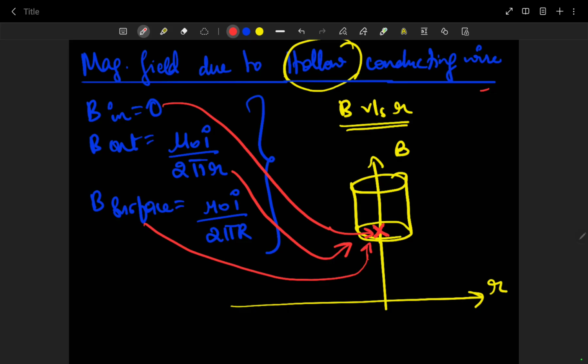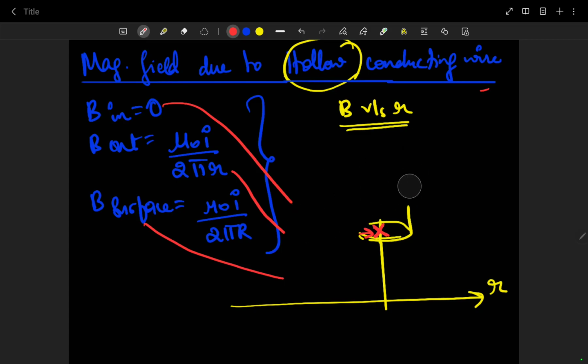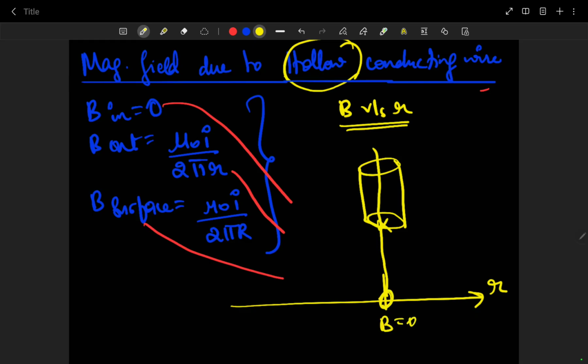And if you see it properly, what happens is, I will draw this again, right? This is the wire that we have taken. So at the very center, you must be knowing that it is 0, so your graph should also show 0, right? Because B is equal to 0 inside.